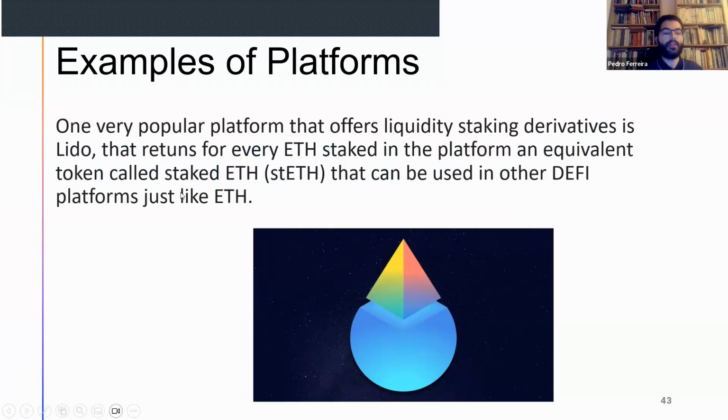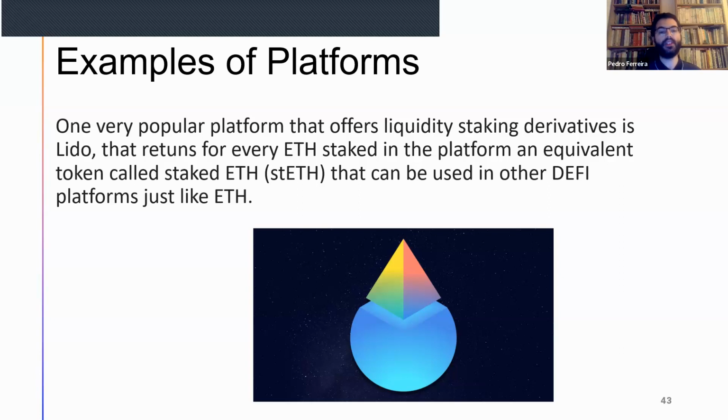Some examples of these platforms are Lido, where you deposit one Ethereum and they provide one staked Ethereum that you can use in DeFi platforms. But remember, if you lose the staked Ethereum, the representative of the token that you deposited in the network, you are going to lose the Ethereum that you have staked in the network.